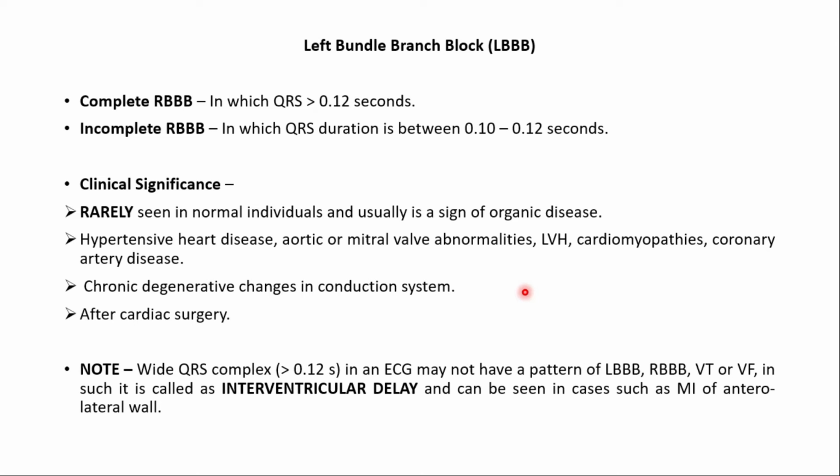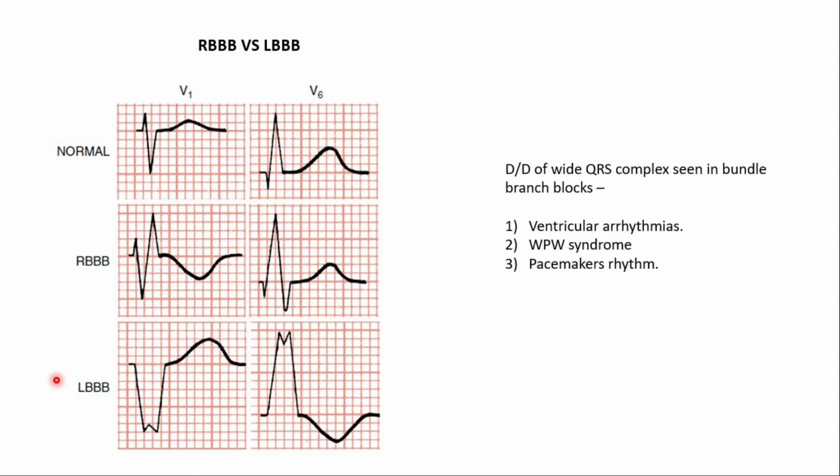There is something that needs to be added. As we know, the right bundle branch block and the left bundle branch block have a wide QRS complex. So in certain situations the ECG tracing might show a wide QRS complex, and the differential of wide QRS complex includes ventricular arrhythmias, WPW syndromes, pacemaker rhythm, left and right bundle branch blocks. But in certain conditions we will not have any of this pattern seen on ECG, but still the QRS complex will be prolonged, or will be more than 0.12 seconds.